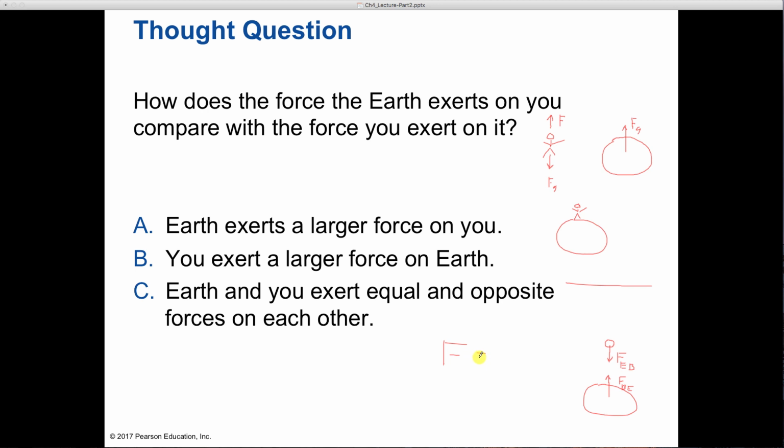F equals ma. So if I wanted to describe the acceleration of the ball, I would put in here the mass of the ball and the force acting on the ball. So I'd put this FEB in here, whatever that might be, some number, let's say 20 newtons. And I would put the mass of the ball here. So I'd take that force and divide by the mass to get the acceleration.